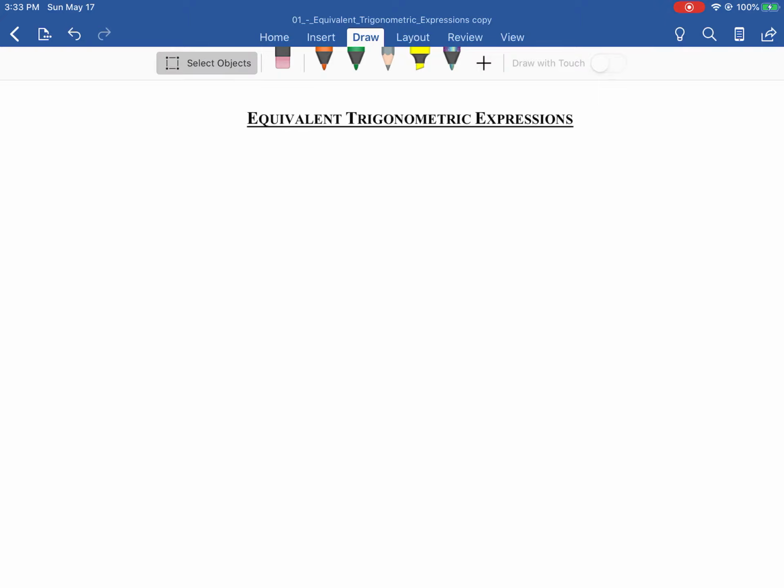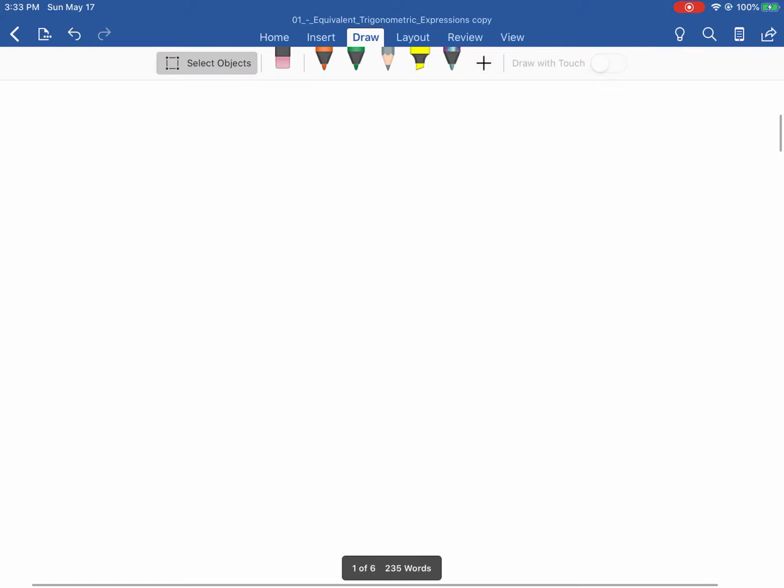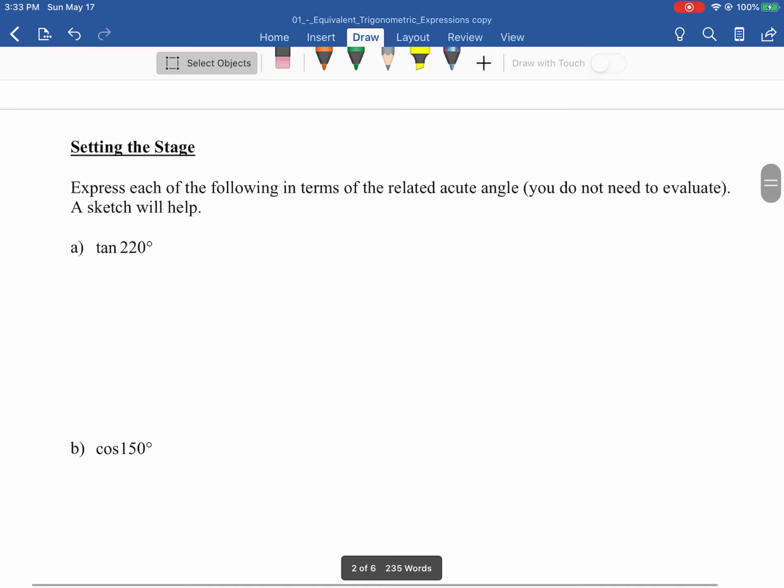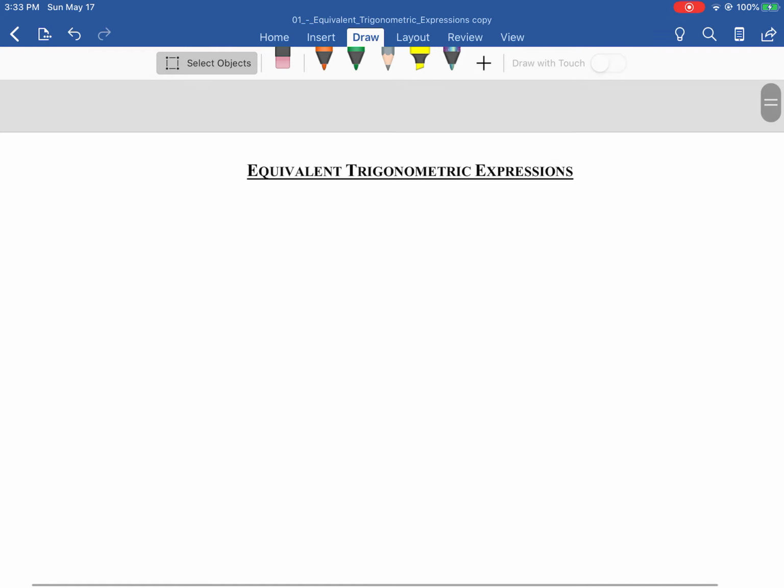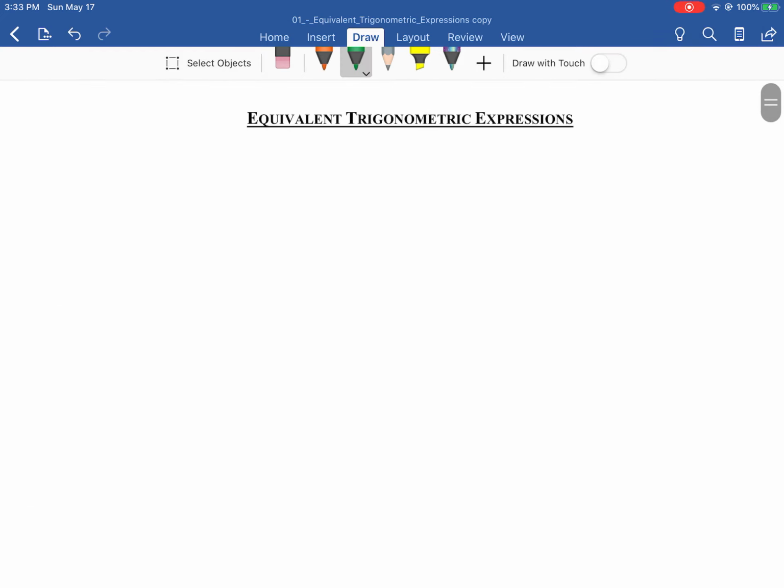And you'll notice I've started the lesson off a little different than what your worksheet, if you print it out, has. It starts off with setting the stage and does some examples here. I'm going to get to those, but I just want to really frame what I'm up to right off the hop and really explain what this title means by equivalent trigonometric expressions.